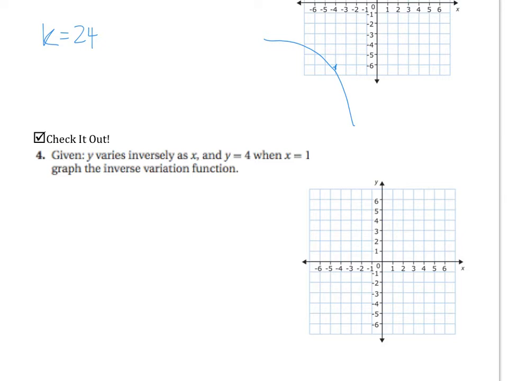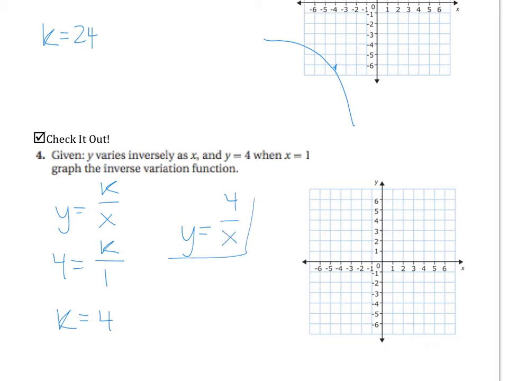So again, varies inversely. It's k divided by x. Y is 4 when x is 1. So my k is 4. Oh, this was cut off. I'm sorry. Should have been at 10.